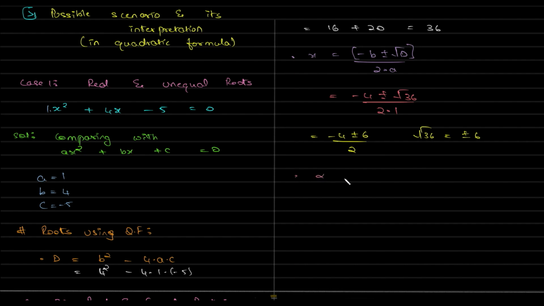So we have alpha, which is equal to minus 4 plus 6, use brackets, divided by 2, which is equal to 2 divided by 2, which is equal to 1. While beta is equal to minus 4 minus 6 divided by 2. So this representation includes both the scenarios, and thus the answer will be split out at the last. So this will be minus 10 by 2, minus 5. So you can clearly see that roots are unequal but real. Both are real numbers, but they are unequal.